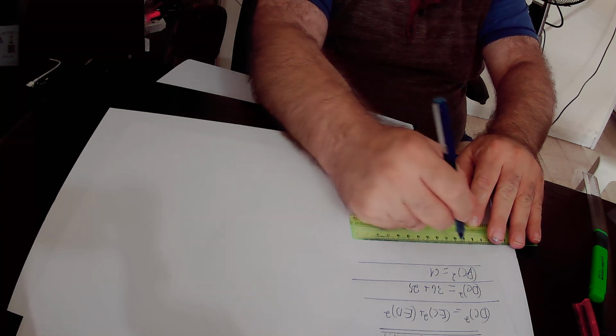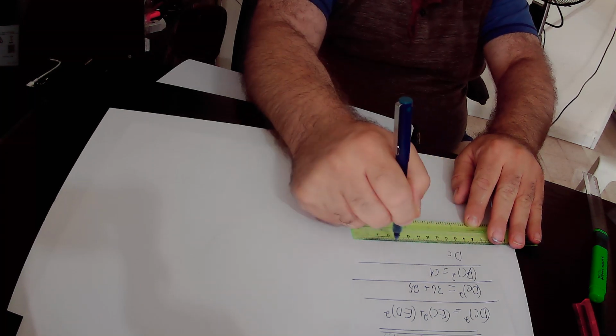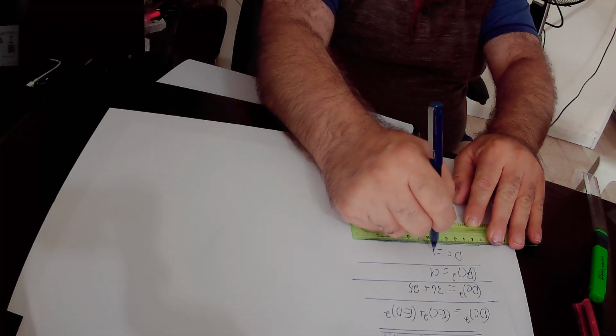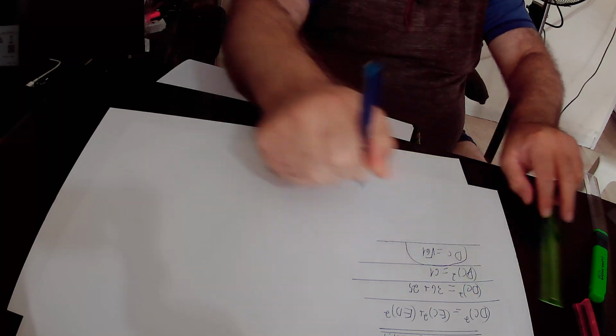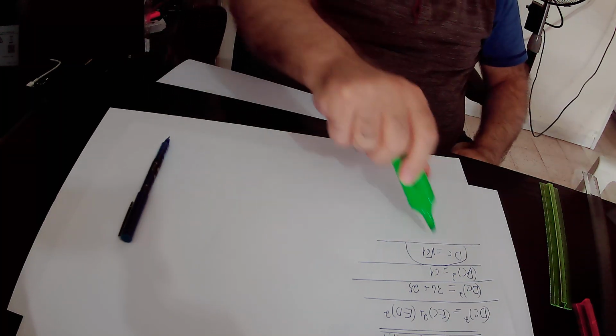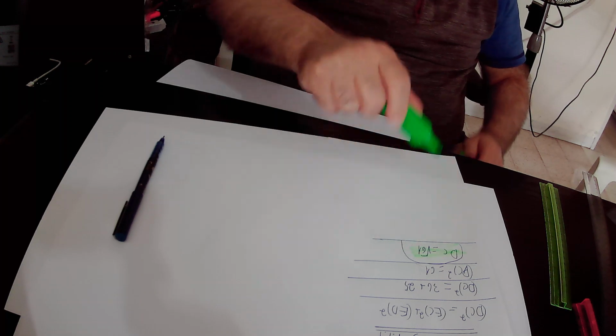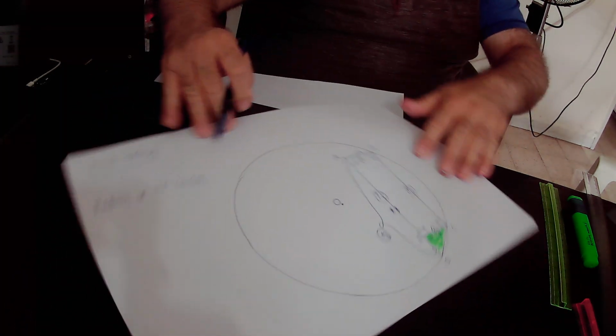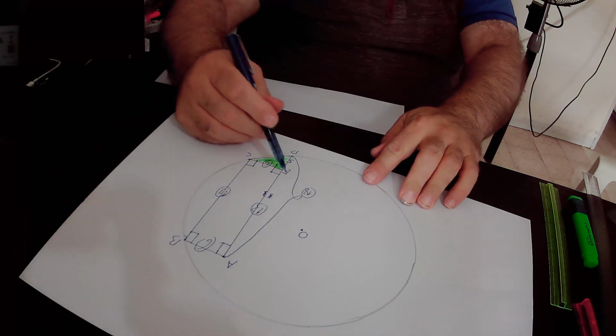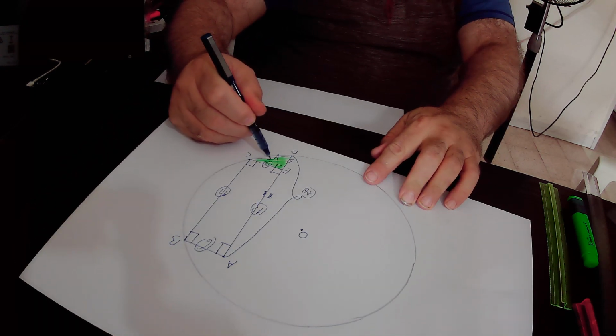We'll take the root of this equation and we'll get that DC equals the square root of 61 units. So the hypotenuse DC equals the square root of 61 units.